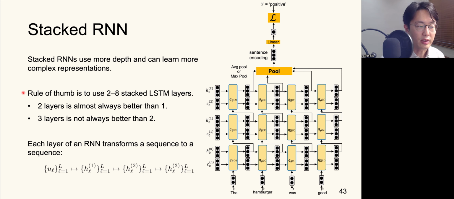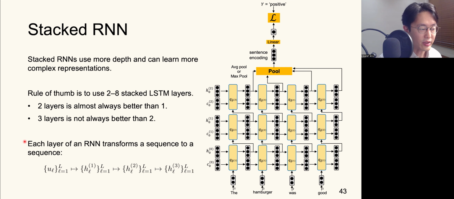In image classification, it's customary to train deep convolutional neural networks with depth hundreds and even thousands. And for modern transformer large language models, a depth count of 100 is customary. But stacked RNNs tend to work best with a much more modest depth count. So a rule of thumb is to use 2 to 8 stacked LSTM layers. It's usually the case that using 2 layers is better than using 1 layer, but using 3 layers is not always better than 2. So you would want to try 2 layers and then increase the layer count one at a time and tune the depth as a hyperparameter.